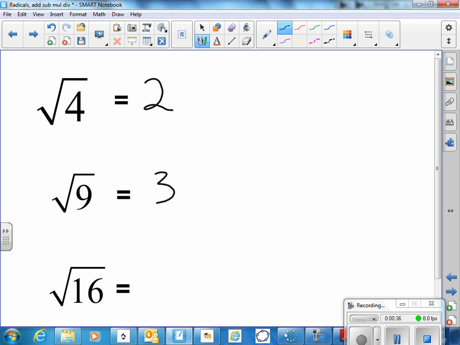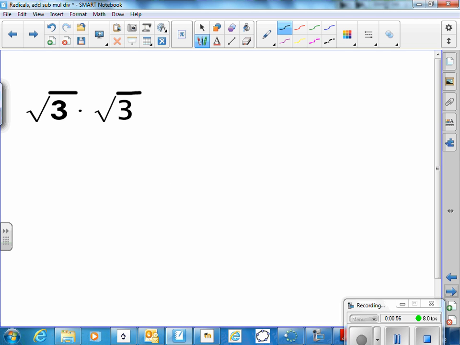The square root of 16, we often write as 4. Radical 16 is 4, meaning that 4 times 4 is 16. It could also be negative 4, because negative 4 times negative 4 is also 16. And usually we just give the value, the absolute value.